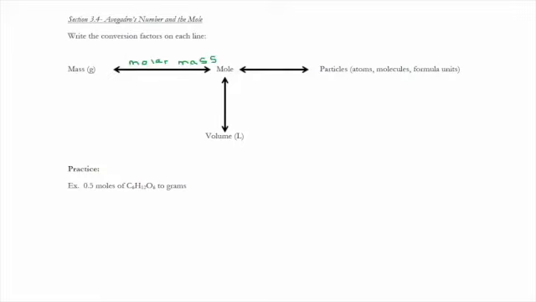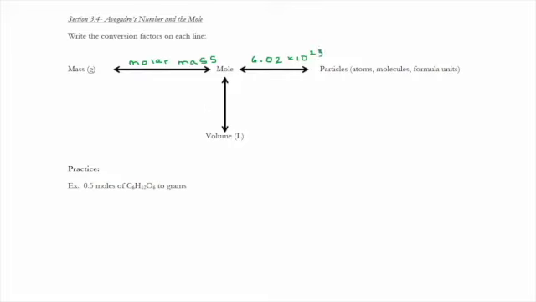If I'm going from moles to particles, remember for particles, if you have just a single atom, it would be atoms. If you have a molecular compound, it would be molecules. If you have an ionic compound, it would be formula units. The value you're going to be using there, that is Avogadro's number. So 6.02 times 10 to the 23rd.